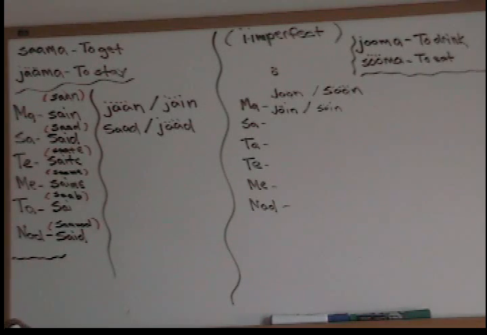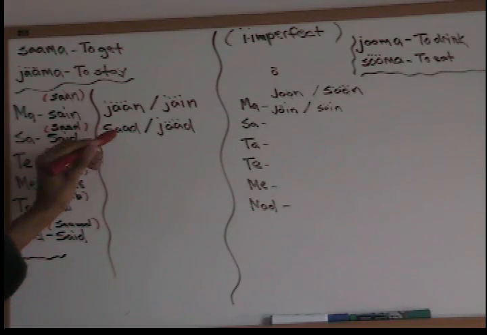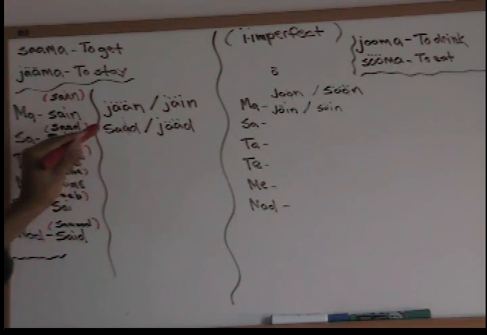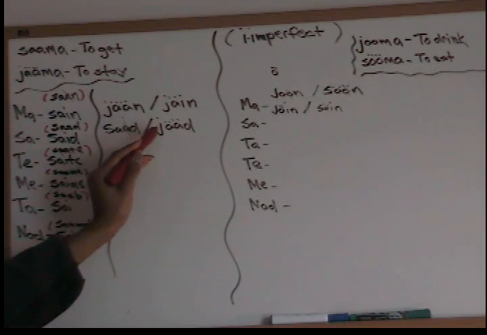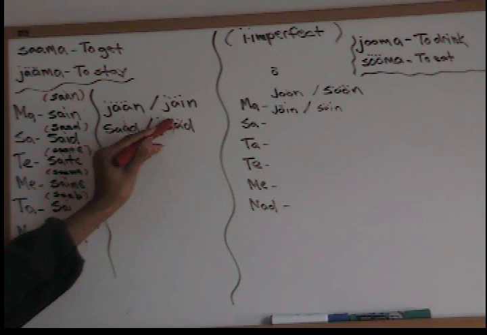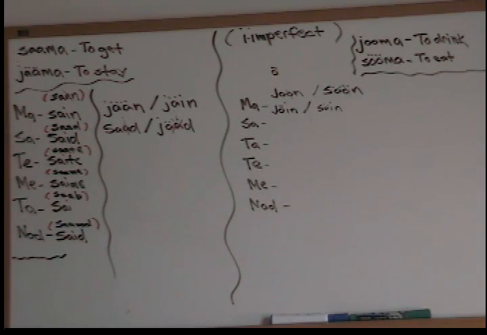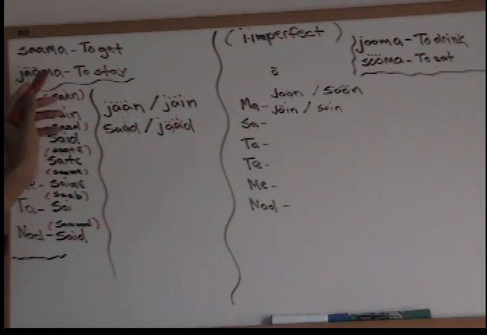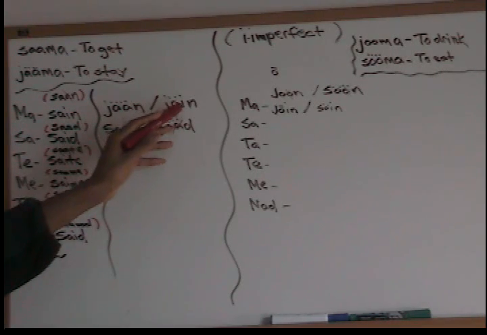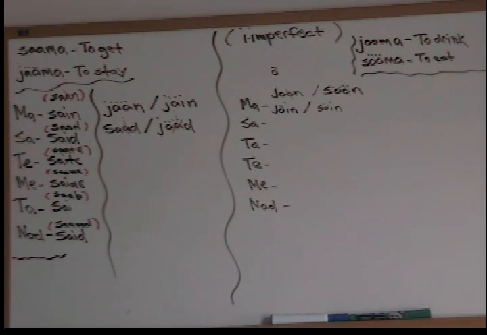Now what's going to happen here is the same thing that happened before. You're going to drop off this A and add an i. And now you have said, you got. And then the same thing here: drop off the A and add an i, and that'll be jäid. Here I wrote jääma twice, to stay, jääma, and then it became jäin, dropping off the A in the imperfect form.